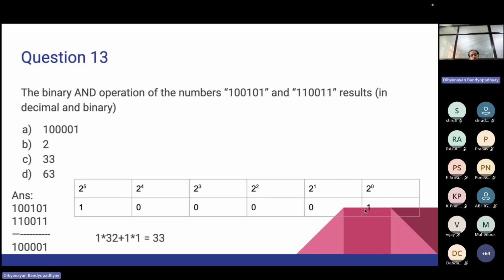So the only thing that will remain is 1 into 2 to the power 0 plus 1 into 2 to the power 5. So 1 into 2 to the power 5 is 32 plus 1 into 2 to the power 0 is 1. So 32 plus 1 equal to 33. So that is how the whole process is done.